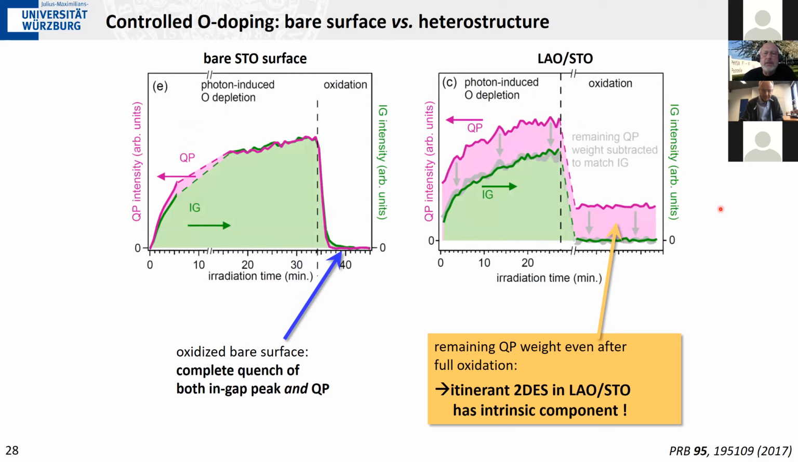This is the same data represented in the same way. This is the bare STO sample with both the quasi-particle and the in-gap state. As you expose it, you find an increasing amount of intensity, and then you start oxidizing, and you can quench both signals. While in the LAO-STO, you have here in green the in-gap weight and the quasi-particle weight, and the quasi-particle weight is always offset a little bit from the in-gap weight. Then as you start oxidizing the surface, you can completely quench the in-gap state. So you have no oxygen vacancies left that can cause an in-gap state, but there is still some residual intensity from the metallic quasi-particles.